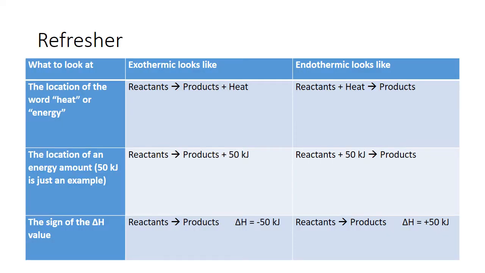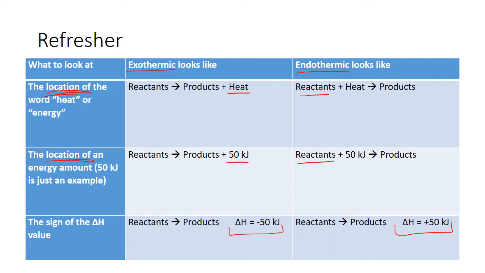You're familiar with it, but we have to start thinking about it from a slightly different point of view. So first off, a little refresher. We've seen exothermic, we've seen endothermic. We know what kinds of things we're looking for to identify that. We're looking for the location of the word heat or energy, or the actual amount here. So we know exothermic looks like writing that stuff on the products. Endothermic looks like writing it on the reactants. We also know that it could be written off to the side. You could have this delta H value.